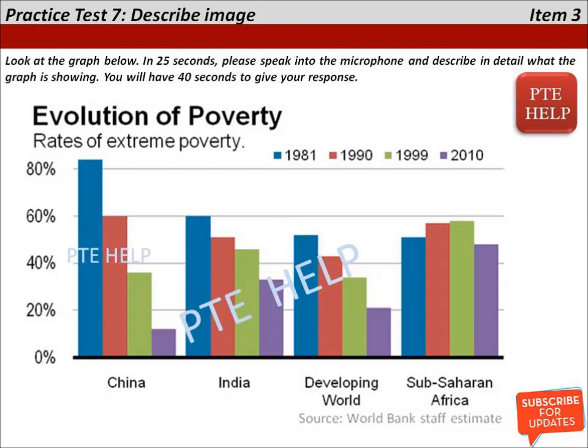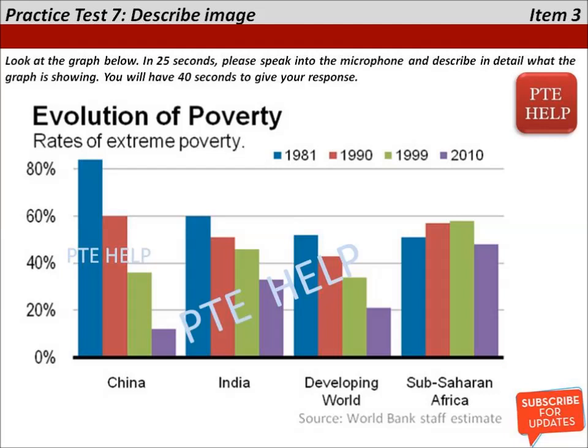Sample Answer 3. The bar chart illustrates the evolution of poverty in the years 1981, 1990, 1999, and 2010. The most salient feature of the chart is that China and India faced extreme levels of poverty in the year 1980, accounting for 82% and 60% respectively. However, China showed a noteworthy elimination of the poverty levels by dropping its ratio to just 10% in 2010.